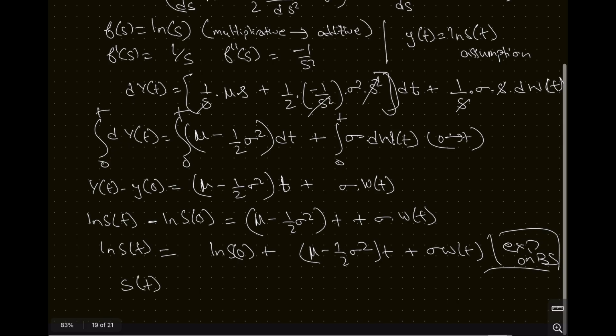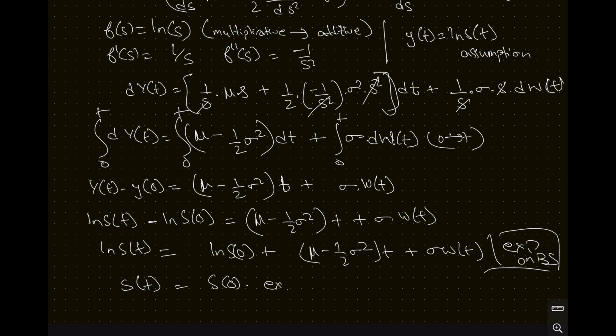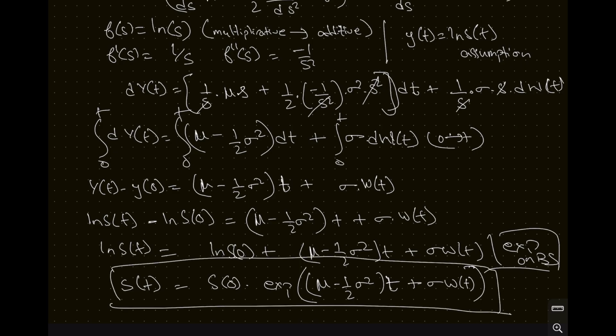S(t) equals S(0) into exponential, that is e to the power of (mu minus half sigma square) t plus sigma W(t). Yeah, this is our geometric Brownian motion. That is, stock price at time t is equal to the initial stock price at time t equals 0 into e to the power of (mu minus half sigma square) t plus sigma W(t).